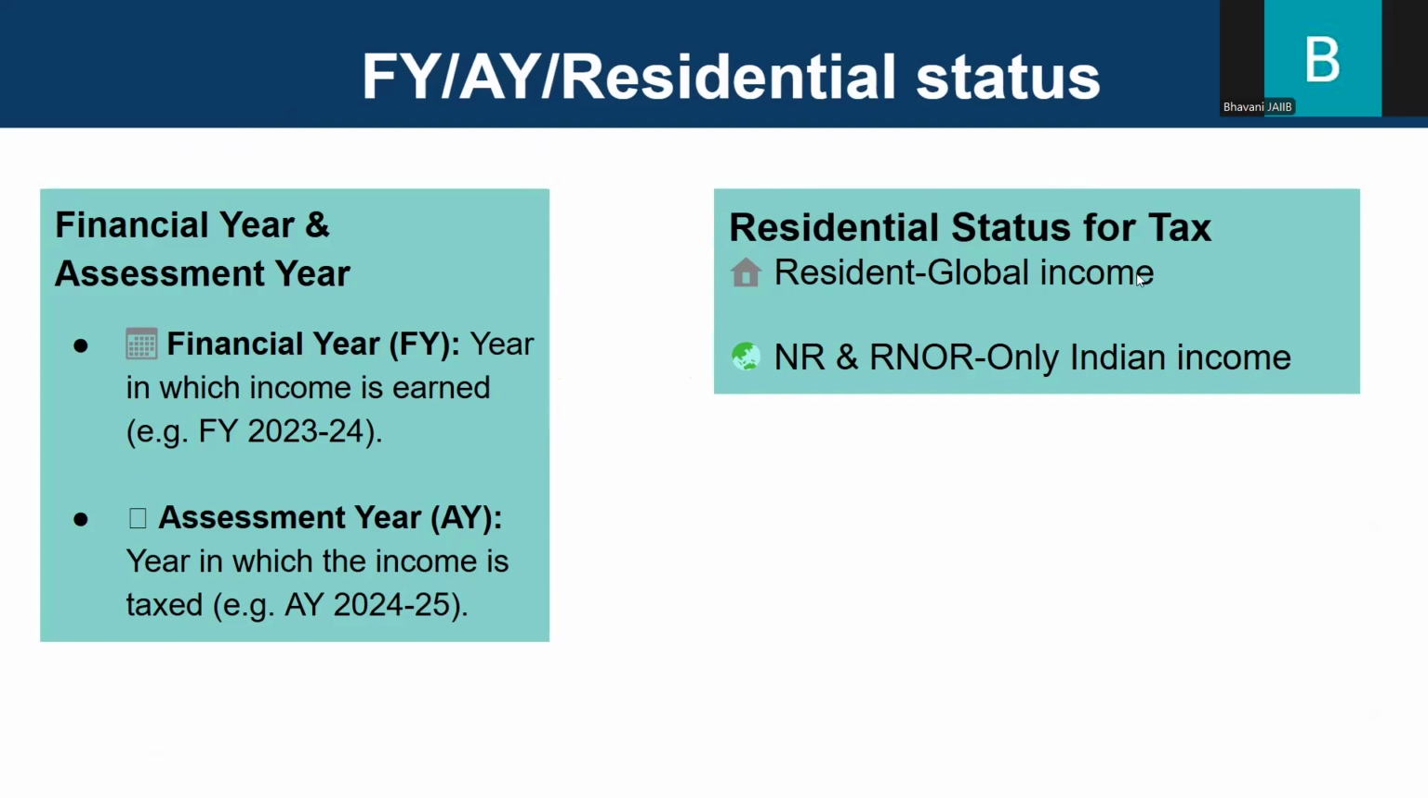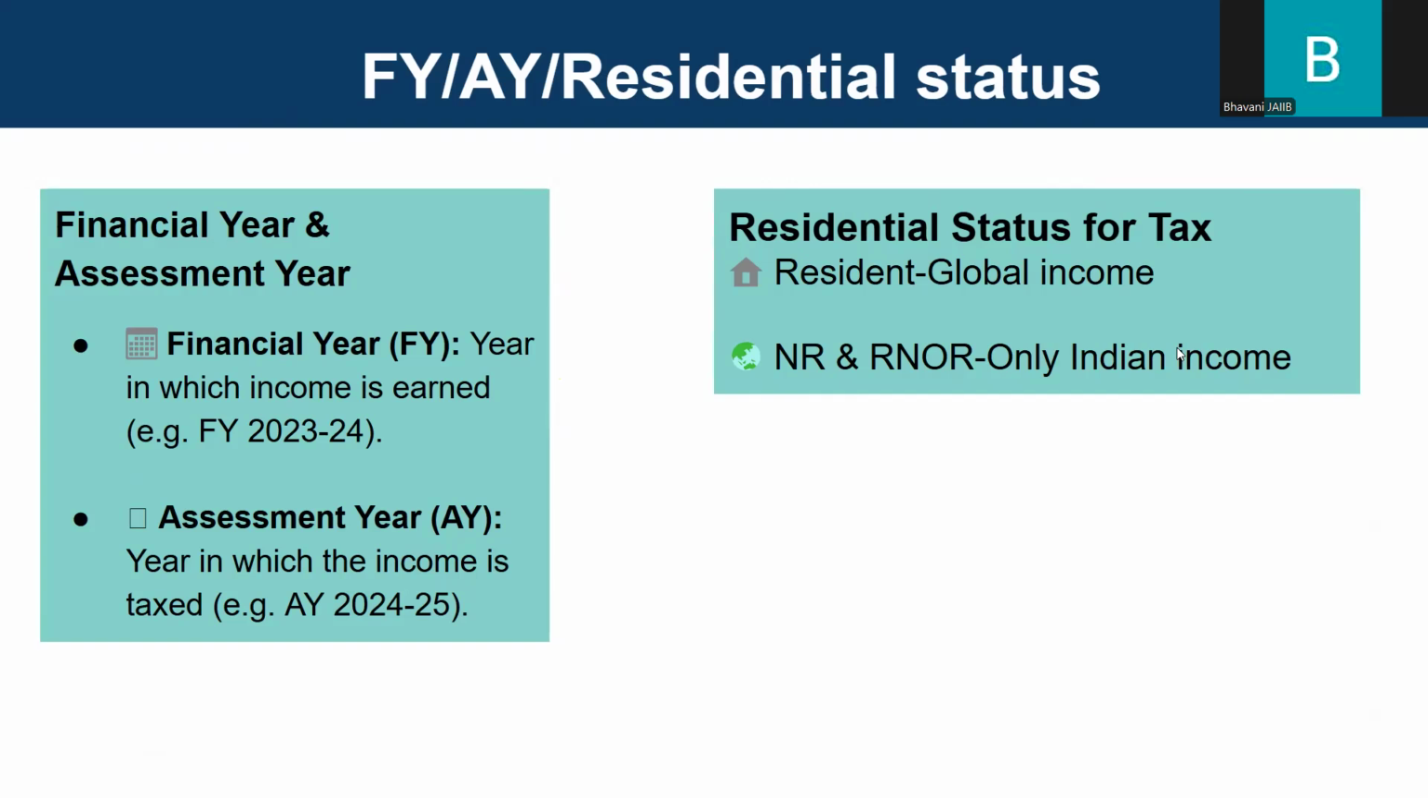The residential status for tax. We have three types in this residential status. One is resident, one is non-resident, NR, and the resident but not ordinarily resident, that is RNOR. So for the resident, the global income, that is India plus abroad, will apply. Whereas for the NR or the RNOR, only the Indian income is applied.